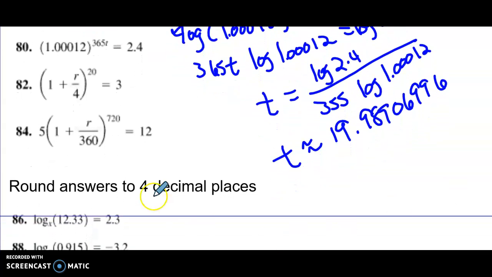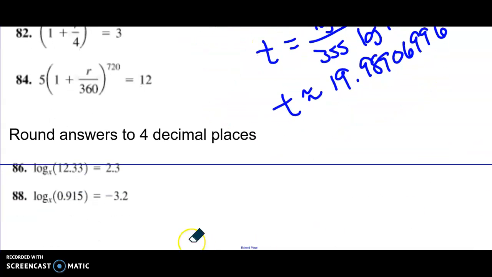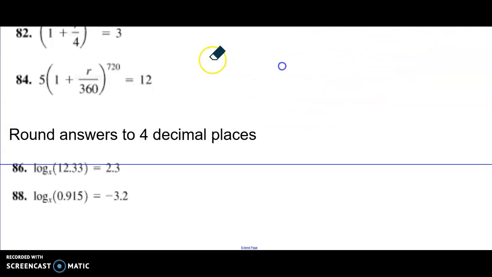Alrighty. Now, for this problem, I don't have my variable in the exponent. Do you see the difference there? Your variable's right here. So I'm going to divide. I'm just going to use how I know how to solve a problem.